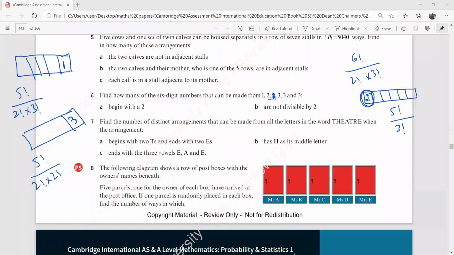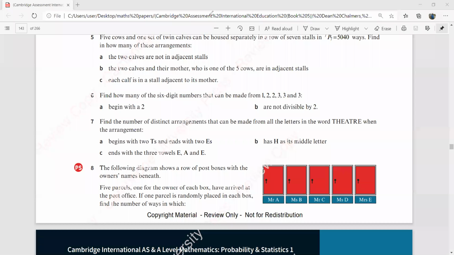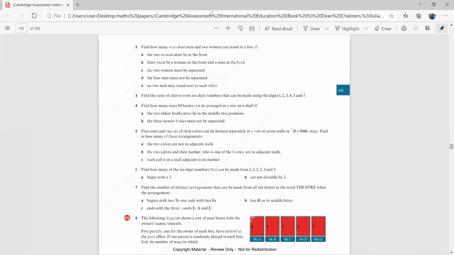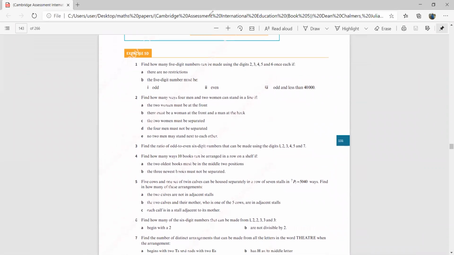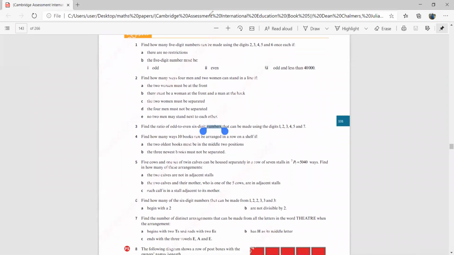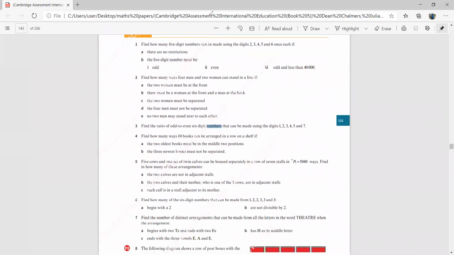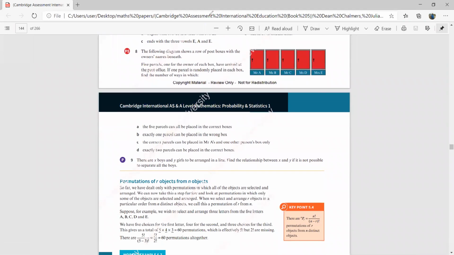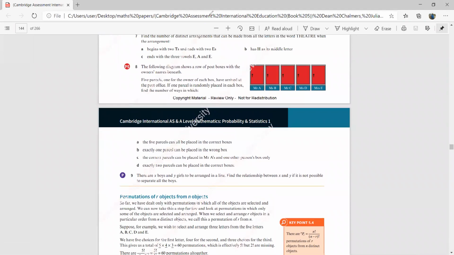So guys, that is it for the day. And inshallah, we'll continue with this. And you should try all these questions from this exercise. Let me minimize this a bit so that you can see all these questions. You try these questions from this exercise 5D like this, and then you can go on to the last question over here.